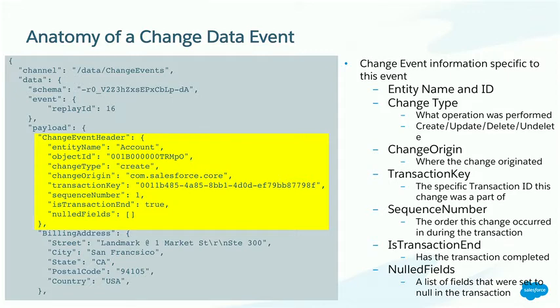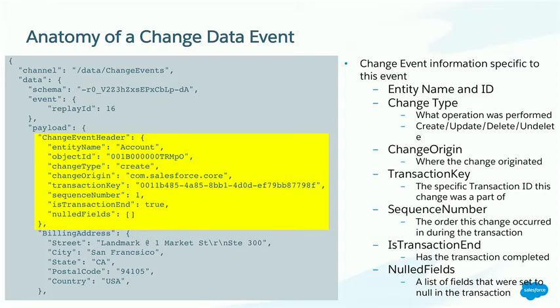We see that transaction key, so we know the transaction that this was bound in, and the sequence number. So if you had a series of Apex executions that did 10 things, you would have the same transaction ID possibly with 10 different sequences. Then on your side, you could replay those in order against your database. We see that the transaction is ended here. If it was set to false, that would mean there are other sequences in that transaction. And we have a list of nulled fields, so fields that changed.